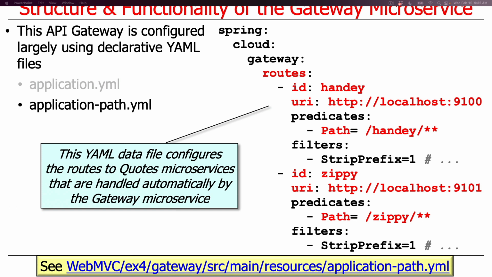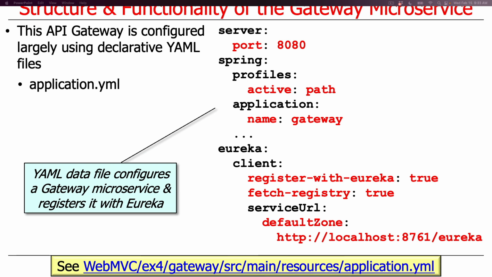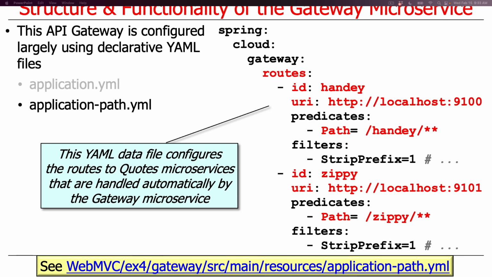Then we also have something called the application path YAML file. And this is what's used to define the routes. So this is the routes for this gateway, because we already said what the gateway was. That's that guy. And over here, we're defining the Spring Cloud Gateway routes. And this, again, just explains what the IDs are, the URIs, the predicates, the filters, et cetera, et cetera. All those kinds of good things.